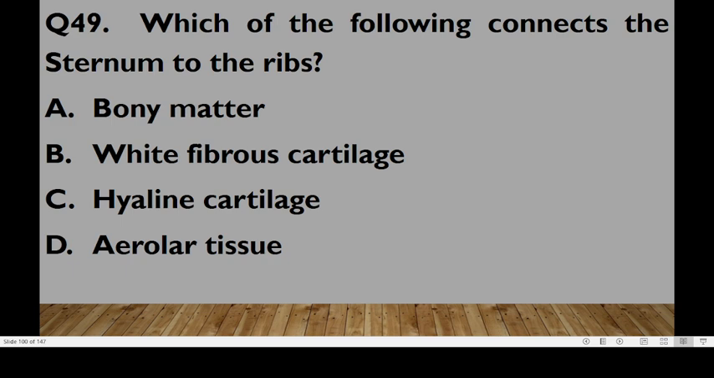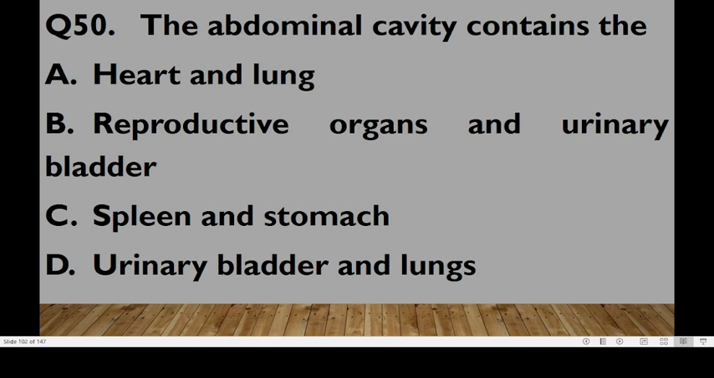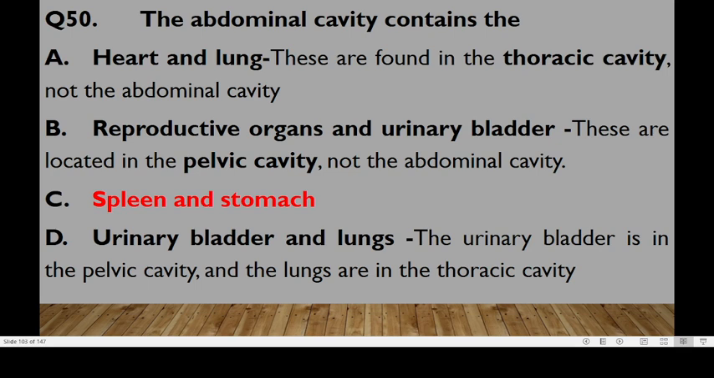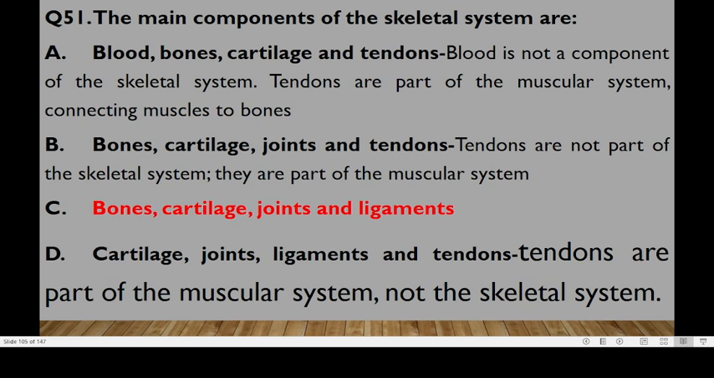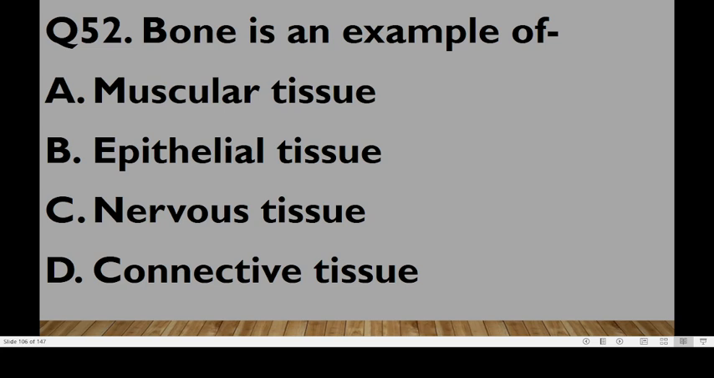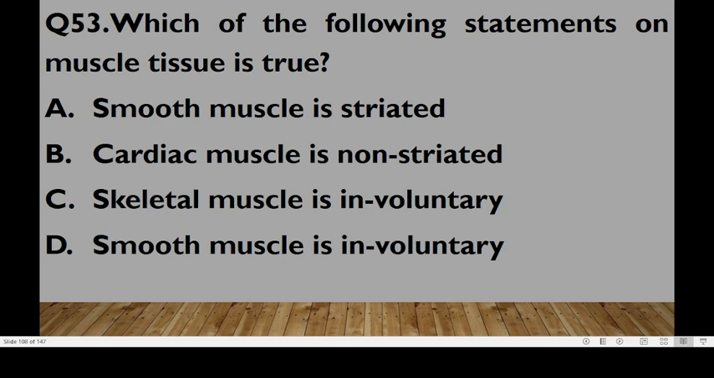Which of the following connects the sternum to the ribs? We have the hyaline cartilage. The abdominal cavity contains the spleen and the stomach. The skeletal system consists of the bone, the cartilage, joints, and ligaments. Bone is an example of what? Bone is still a connective tissue. Also blood, which we had already mentioned before.